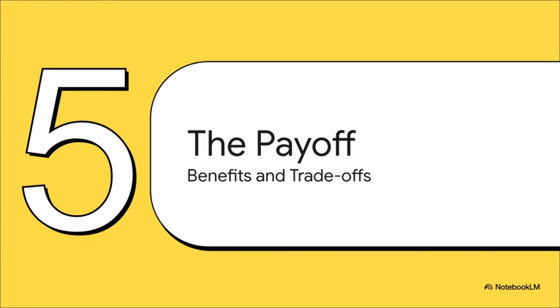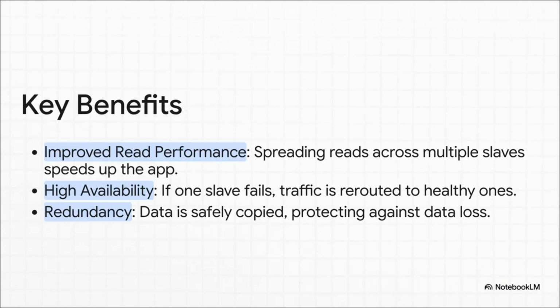All right, so we've gone through all this work. What did we actually get out of it? Well, the payoff is huge. We've just unlocked some massive improvements in performance, availability, and just plain old reliability. So the final result isn't just a faster system, it's a fundamentally stronger one. If one of your slave databases goes offline, no problem. Traffic just gets rerouted to the healthy ones. That's your high availability. With all the reads spread out, performance just skyrockets. And because your data is copied in multiple places, it's way safer.